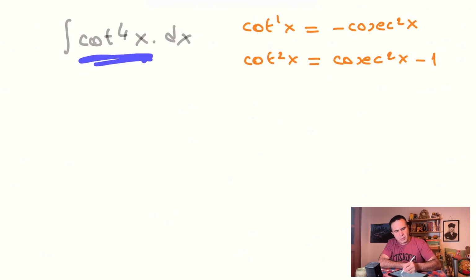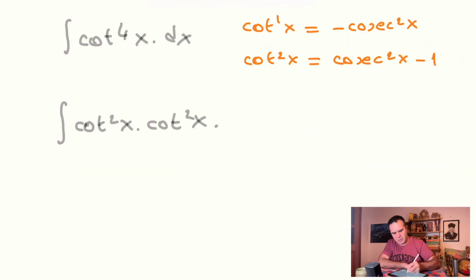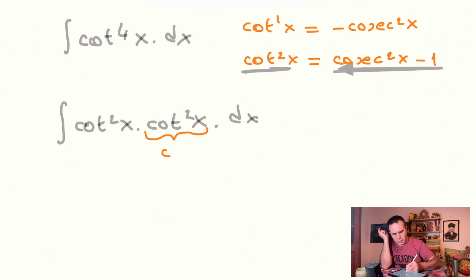In order to integrate cotangent to the power of 4x, we use the reduction method. Reduction means to lower the exponent here. In order to do that, we will write cotangent to the power of 4x as cotangent square of x times cotangent square of x dx. And we know that cotangent square of x is equal to cosecant square of x minus 1, so here we will write cosecant square of x minus 1.